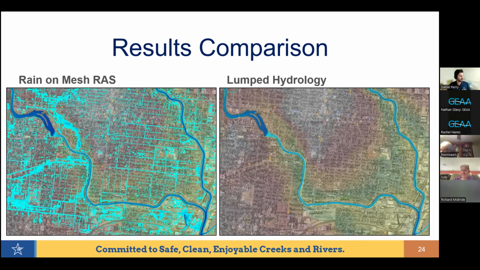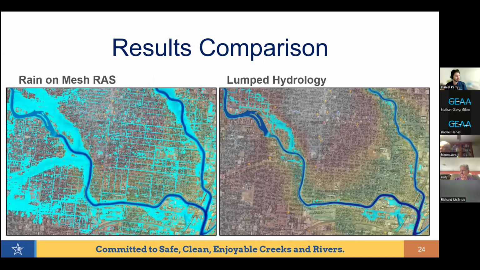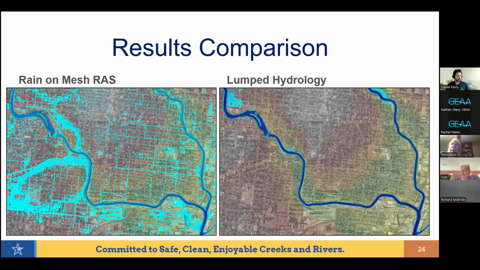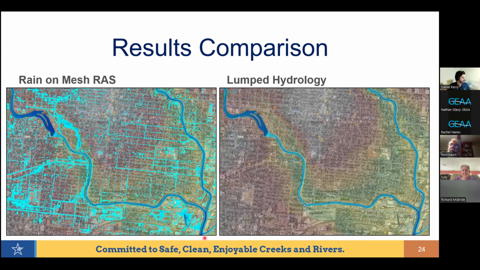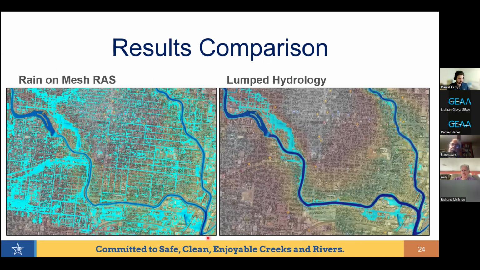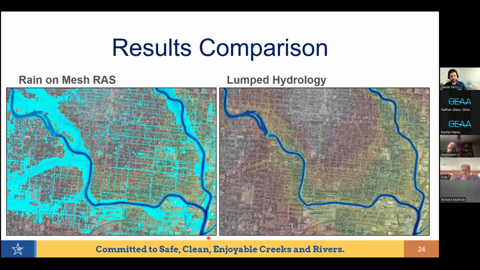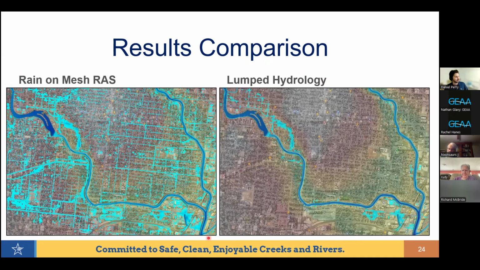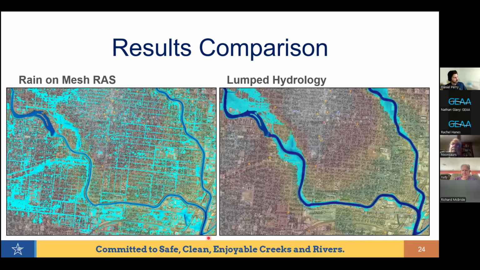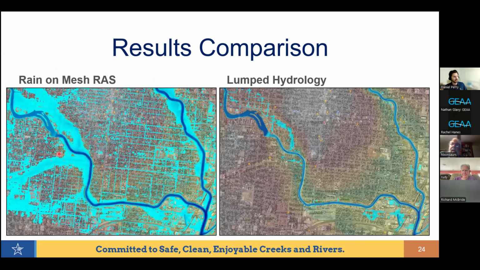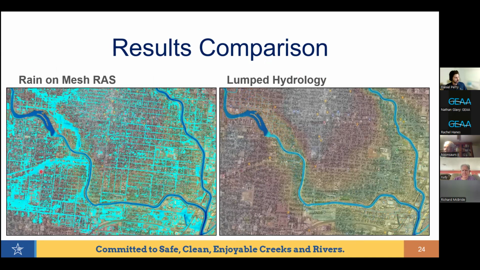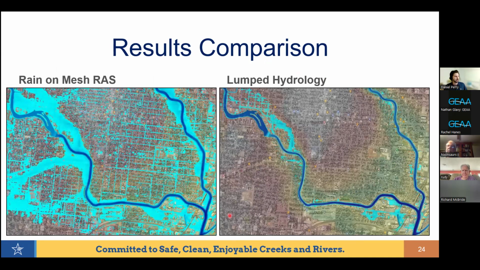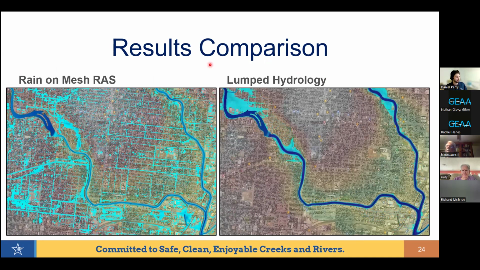And so here's a slide for our results, and you can see the differences pretty drastically between the two. We have our rain-on mesh with RAS on the left here. As you can see, it's a lot of flooding, and I just want to preface this. This is showing all flooding that's happening, so it can be less than an inch at times. But it is important to understand there are a lot of areas that show pretty deep flooding included in this rain-on mesh model compared to the 1D and compared to the lumped hydrology.